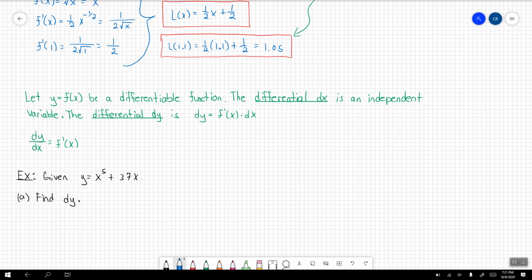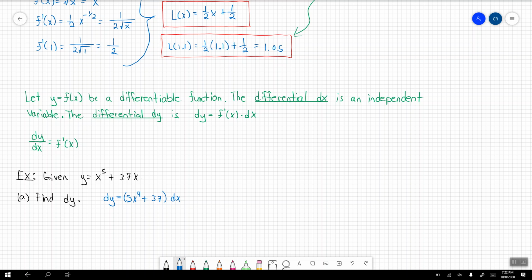When I do so, we're going to get dy is equal to, take the derivative of x to the fifth, that's 5x to the fourth, take the derivative of 37x, that's going to be 37. All of this is going to be multiplied by the derivative with respect to x. In other words, we took this derivative in two different pieces, and we're accounting for the differential change.